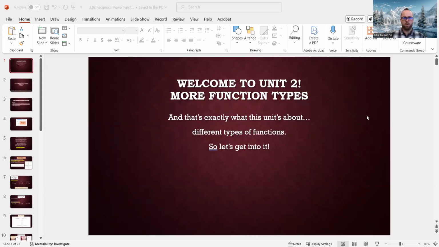Welcome to Unit 2, more function types. And that's exactly what this unit's all about, different types of functions. So let's get into it.